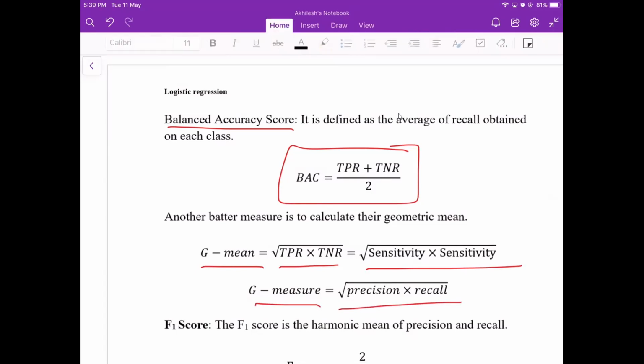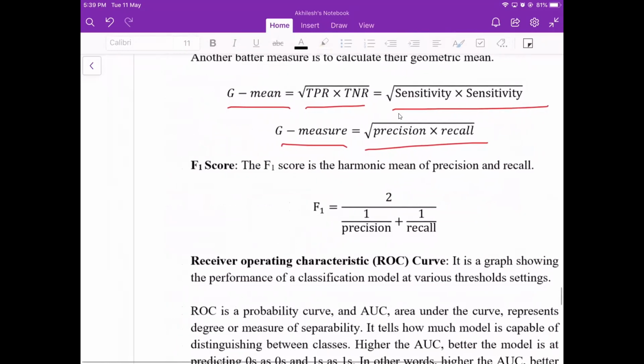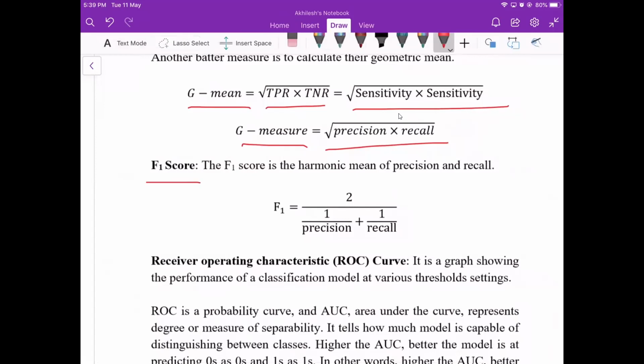Similarly, we have lots of other important ones. The F1 measure. F1 measure is the harmonic mean of the precision and recall.